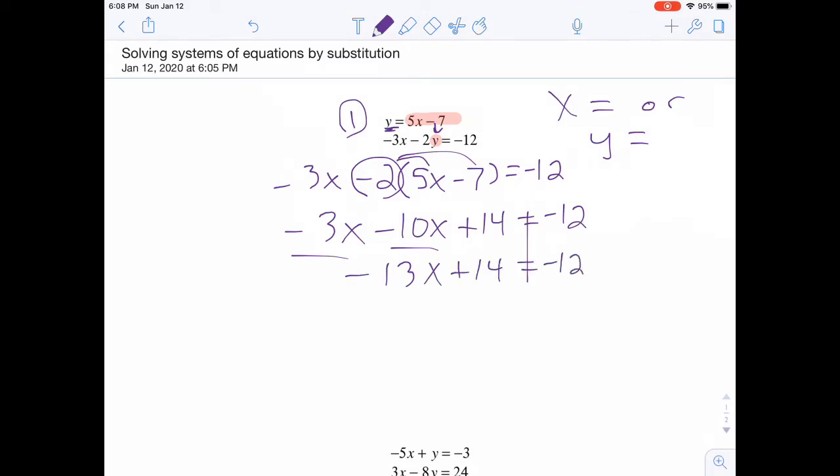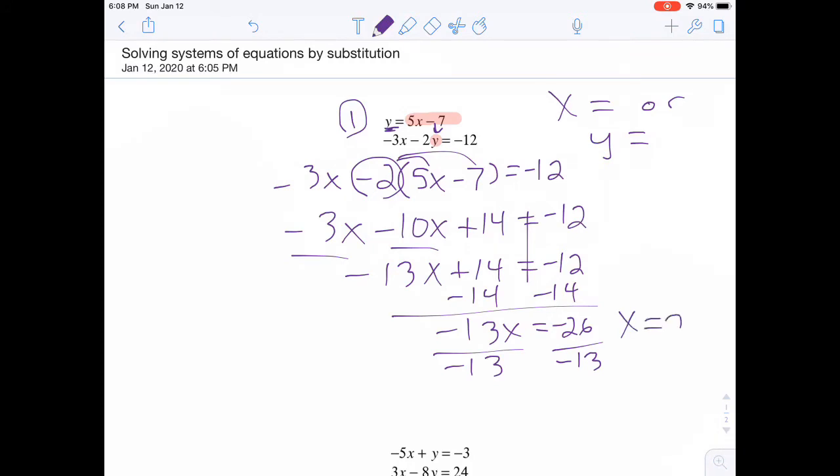12. I'm going to subtract 14 from both sides. Negative 13x equals negative 26. Divide both sides by negative 13. And I get x equals 2. Now, a lot of times people think they're done there. However, the solution to a system of equations is a point. So right now I just have the x value.